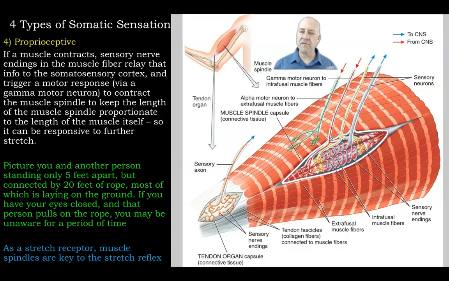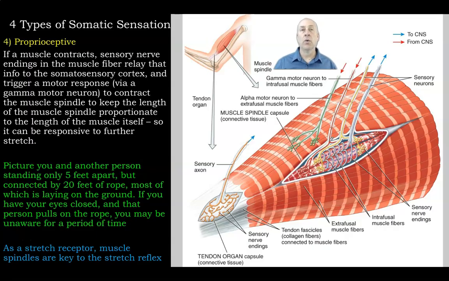Now picture 20 feet of rope between the two, and you're each holding the end, and you're 5 feet apart. What does that mean? Well, you got 15 feet of rope looped on the ground, slack. Person A tugs on the rope. Person B has no clue. Person A continues to tug on the rope. Person B has no clue. The slack is being tugged.